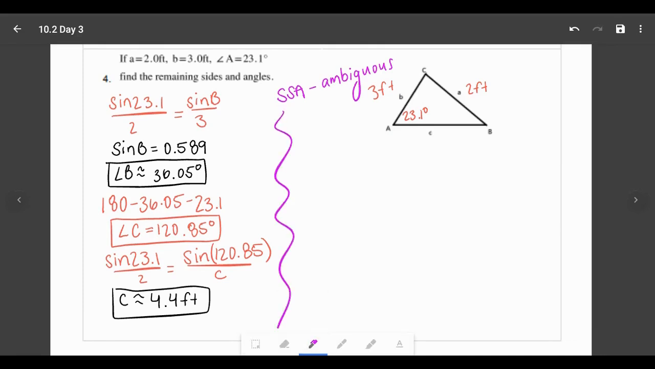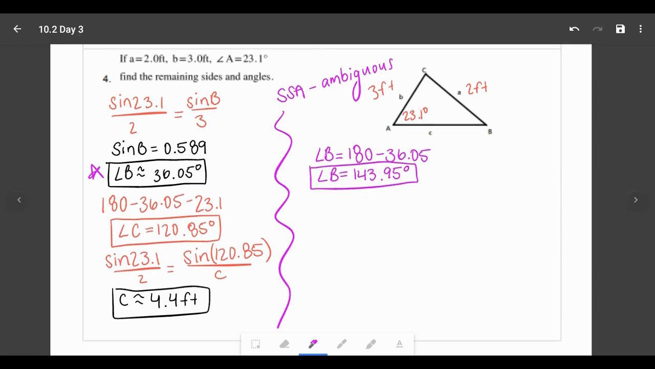Don't forget to go back and look for the second case. What we're going to do here is look for the second quadrant angle. In this case, the first angle that we found was angle B. So angle B, our new one, will be 180 minus the first one that we found. And so angle B is going to be 143.95 degrees.